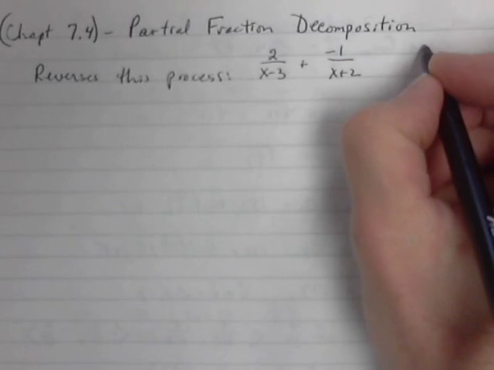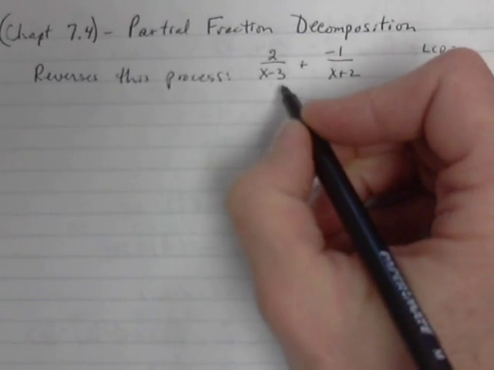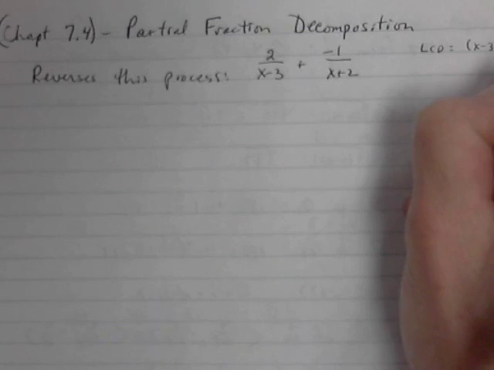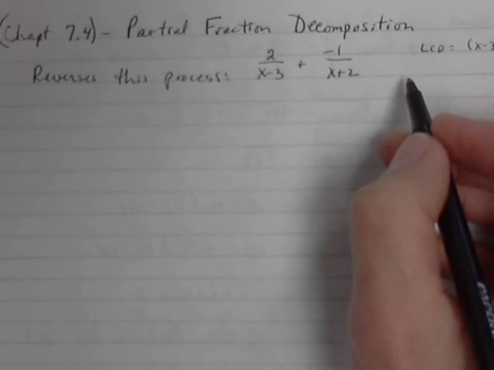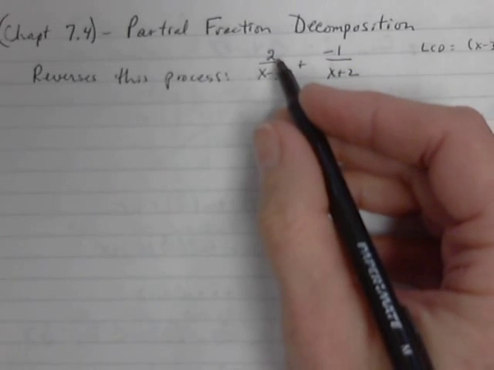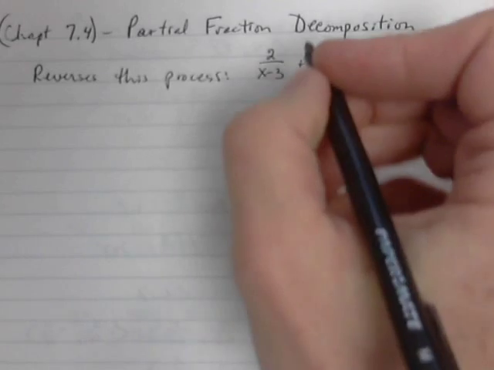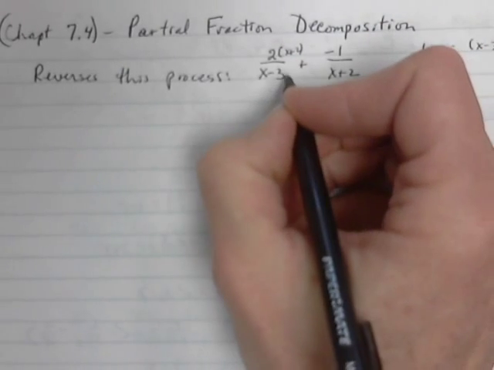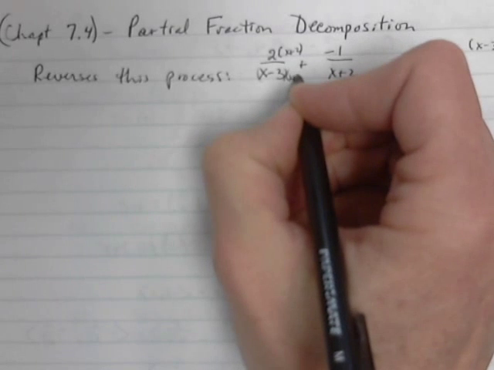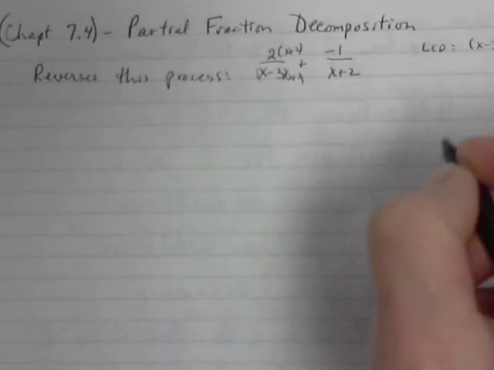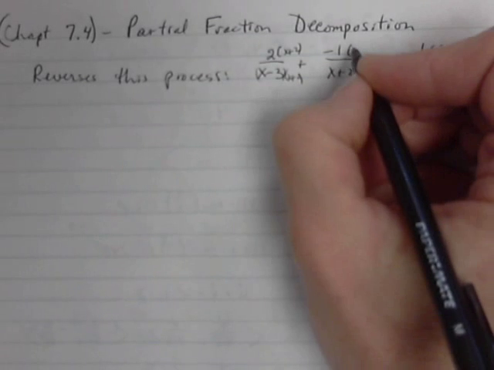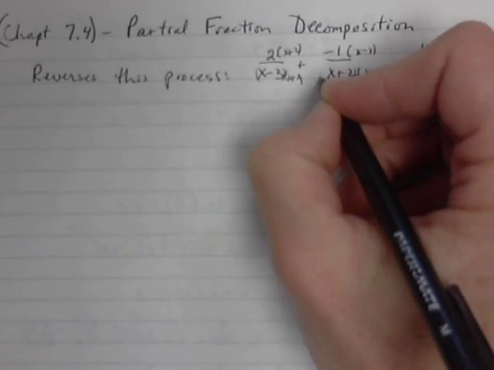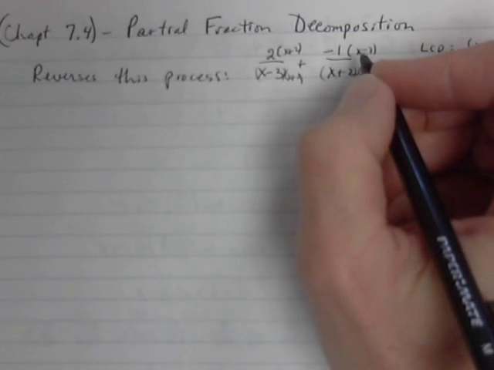So the first thing you're going to do is find an LCD, and the LCD is these two denominators multiplied together, which is x minus 3 times x plus 2. And when you find the LCD, you have to multiply each one of these fractions by the opposite one. So this one you'd have to multiply by x plus 2 over x plus 2. Now the first fraction has the LCD. Multiply the second fraction by x minus 3 over x minus 3. And now the second fraction has the LCD.